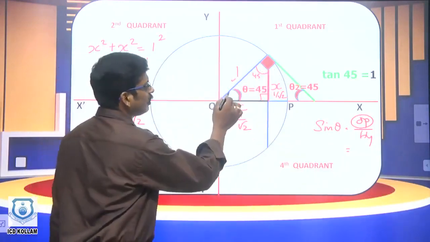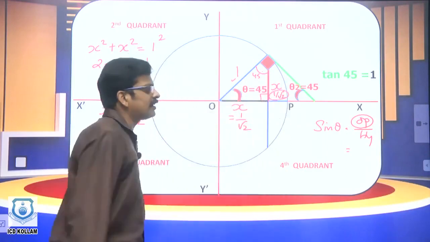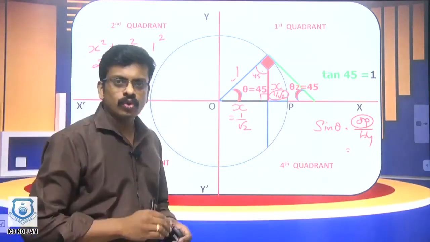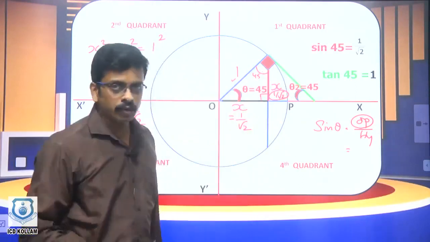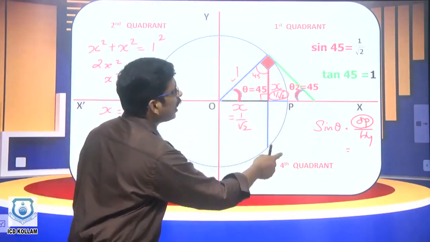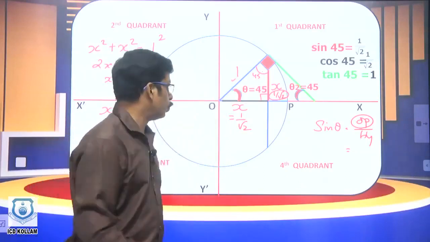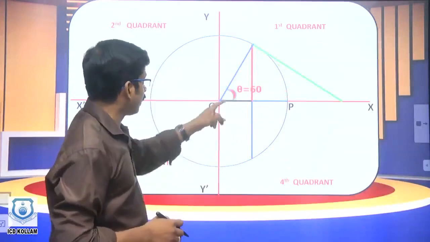What is the opposite side here? Theta is the angle, the opposite side is 1 by root 2. So we can say sin theta is equal to 1 by root 2. So we can say sin 45 is equal to 1 by root 2. And also cos 45 is equal to again 1 by root 2 because of this property. Let us consider another example.